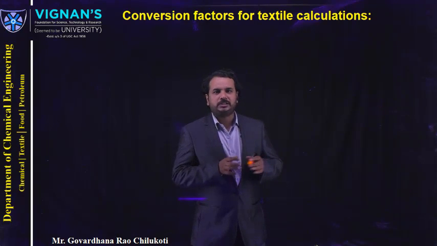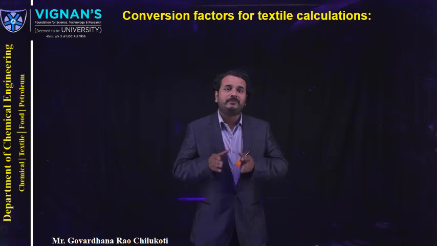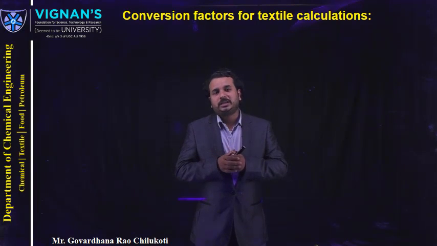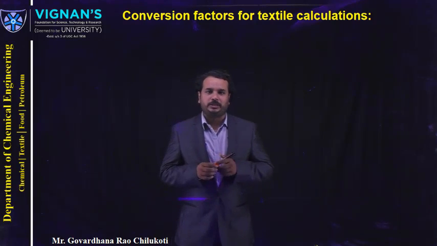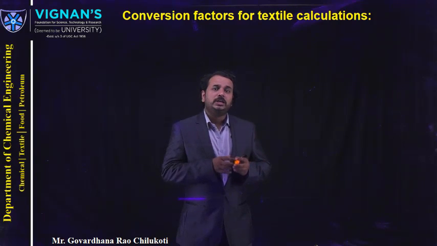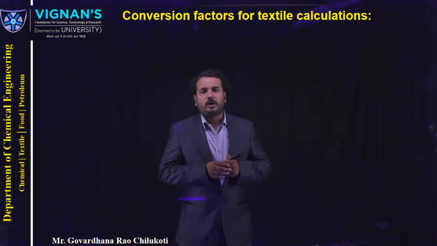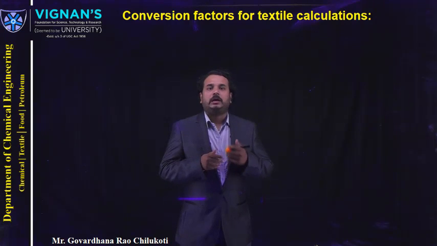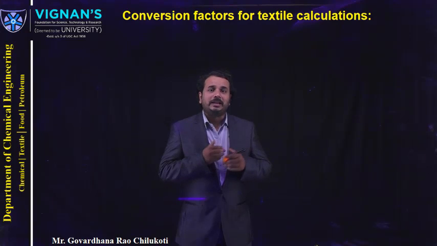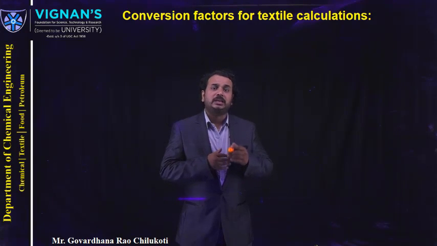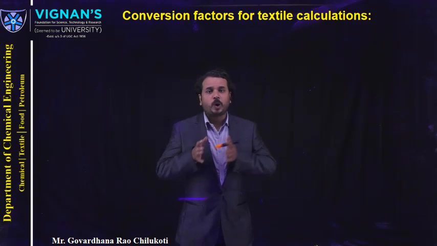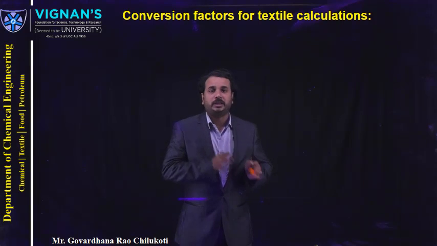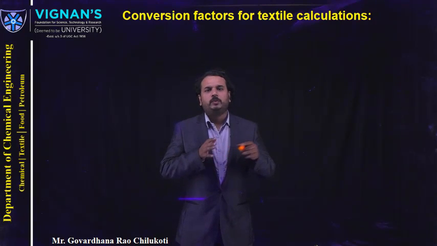We will first see the various conversion factors we use in the textile industry and textile applications. Then we will go for simple and small calculations of count: how we can calculate the count, and if the count and the weight of the yarn are given, how we can calculate the length of the yarn. And if the length and the count are given, how we can calculate the weight of the yarn. Simple things, we will discuss one by one.